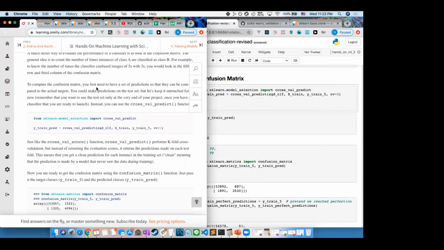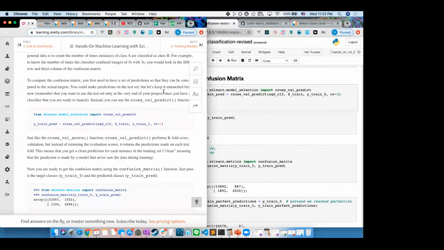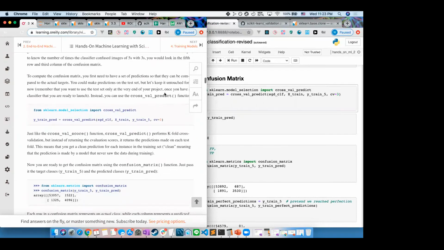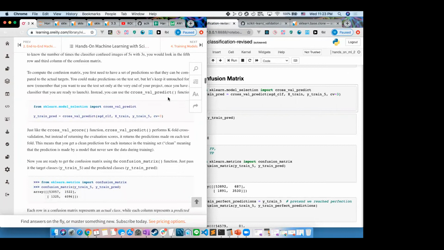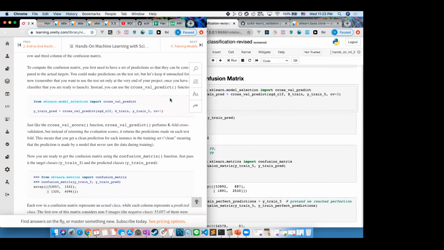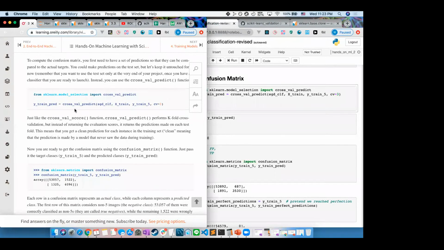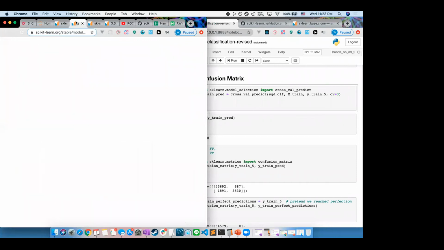To compute the confusion matrix, you first need a set of predictions so that they can be compared to the actual targets. You can make predictions on the test set, but let's keep it untouched for now. Instead, you can use the cross_val_predict function. And this is where he introduced cross_val_predict. I thought it was really interesting.